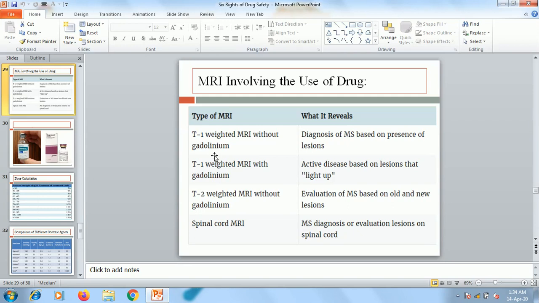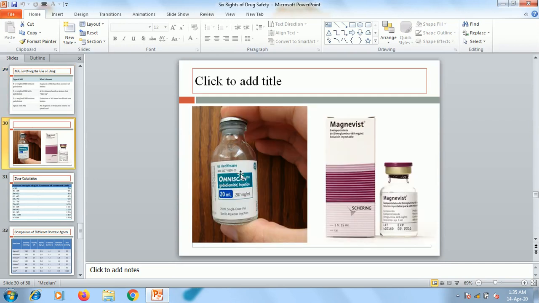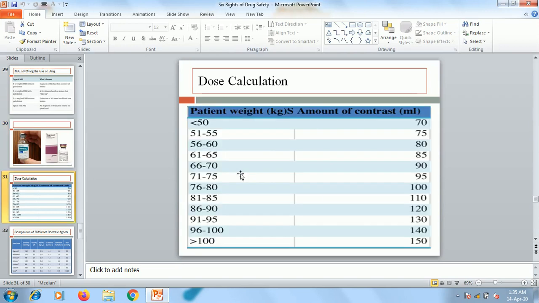So for example, it is with gadolinium, it is without gadolinium. So active disease is based on lesions that light up. So there again, this is the gadolinium Magnevist. Here is the dose calculation in ml by patient weight. So again, right patient, right dose.